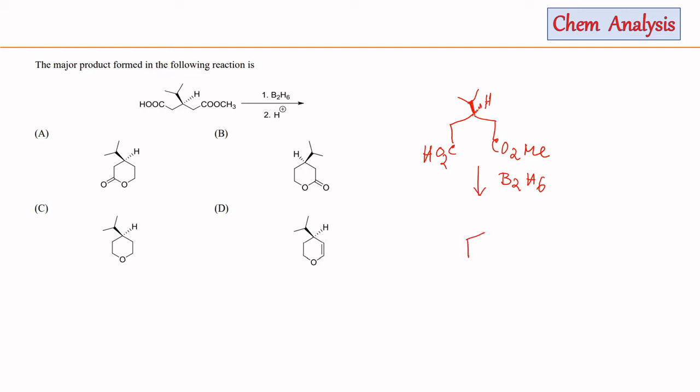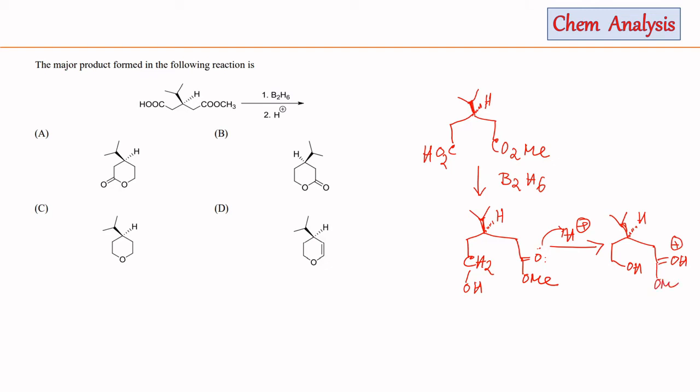Therefore the generated alcohol will be, here will be CH2OH, here will be hydrogen, and these two groups will remain intact, and the ester group will not be affected by this diborane. And in the next step, in presence of acid, there will be cyclization. Acid will activate this carbonyl group, and in the next step the lone pair of oxygen will attack here, and in the next step there will be elimination of the OMe group.